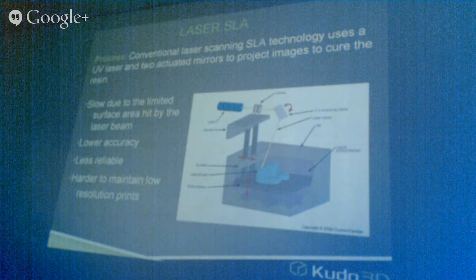Laser is the conventional laser scanning SLA technology that uses a UV laser and two actuated mirrors to project images to cure the resin. It's very slow because you have a limited surface area hit by a laser beam, and it's 1D. It has lower accuracy, is less reliable, and is harder to maintain, with low resolution prints. And as you can see with the diagram, that's how a laser SLA works.